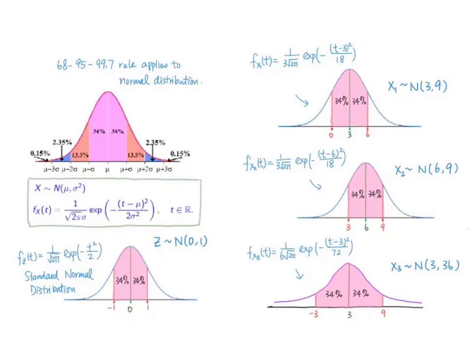This diagram illustrates the standard normal distribution, which has the mean mu equals 0 and variance equals 1. We prefer to use Z instead of X to represent the random variable with standard normal distribution. This is the corresponding expression for the probability density function for the standard normal distribution.